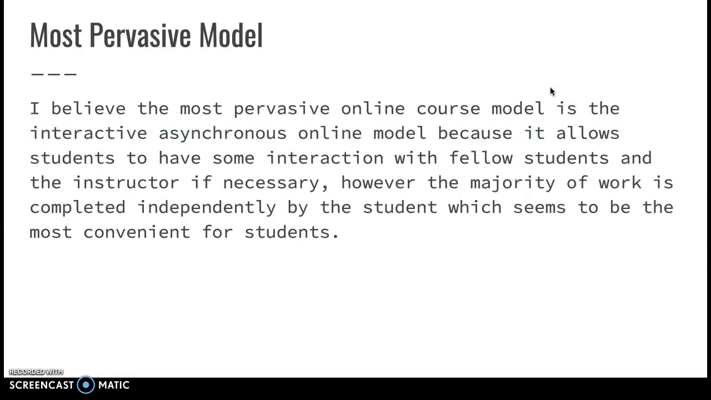In my opinion, I believe the most pervasive online course model is the interactive asynchronous online model because it allows students to have some interaction with fellow students and the instructor if necessary. However, the majority of work is completed independently by the student, which seems to be the most convenient for students.